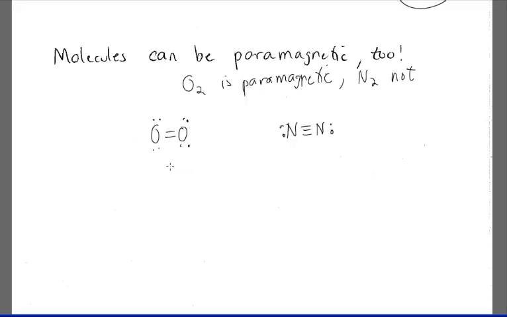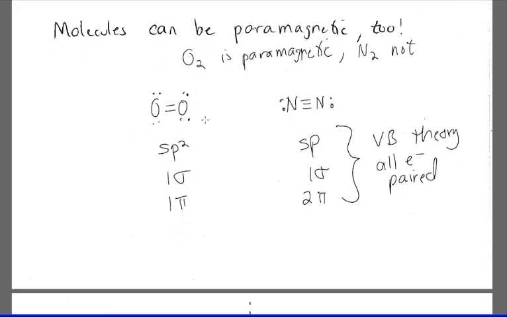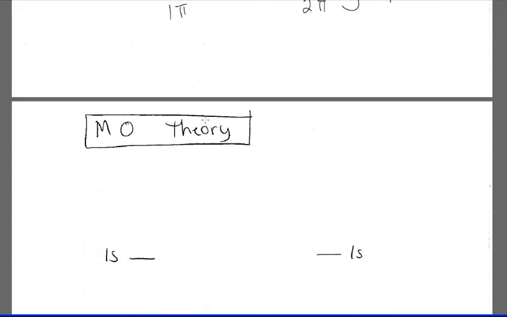And we say that the oxygen has sp2 hybrids, 3 bonds each. Nitrogen has sp, and we say this one has 1 sigma and 1 pi, whereas this one has 1 sigma and 2 pi. Okay, but according to valence bond theory, all of them are paired, which does not explain why oxygen is paramagnetic, but we do know experimentally that it is. So let's look at molecular orbital theory.